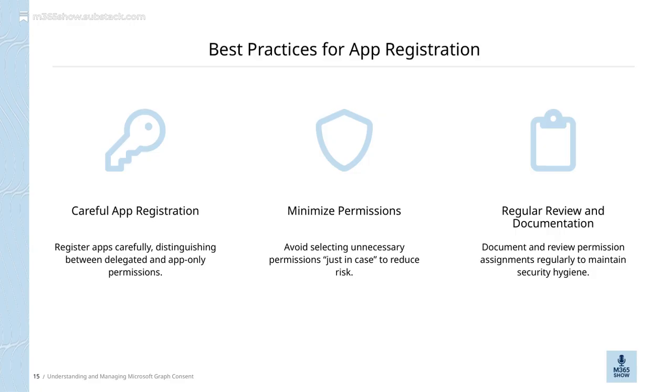Another important point is carefully registering our applications. We need to distinguish between delegated permissions, which are used when users are present, and app-only permissions, which operate without user context. Understanding this difference ensures we assign the correct level of access and maintain control over app behavior. By following these best practices, regularly reviewing permissions, avoiding overpermissioning, and registering apps thoughtfully, we can better secure our environment and ensure our use of Microsoft Graph is both effective and safe.